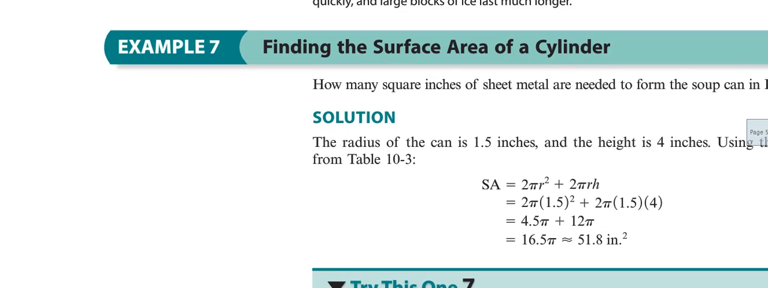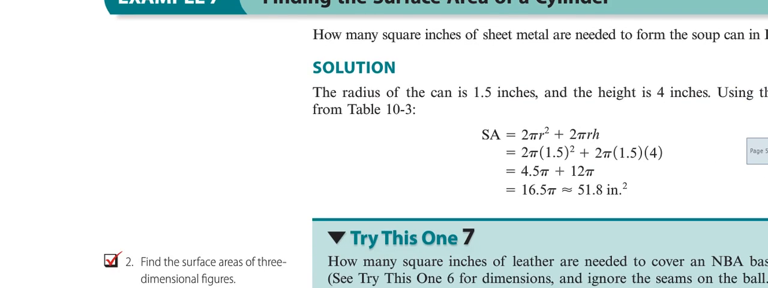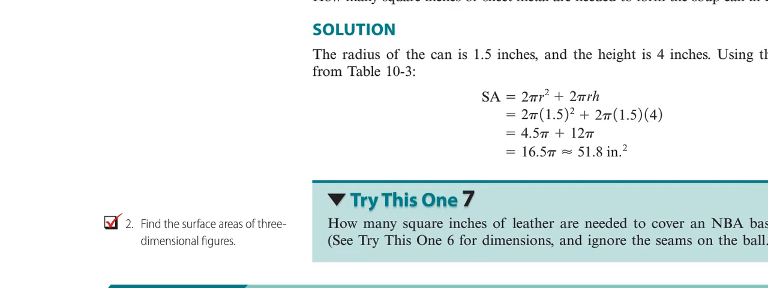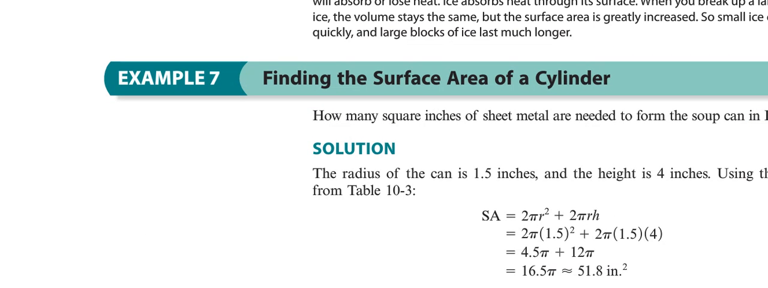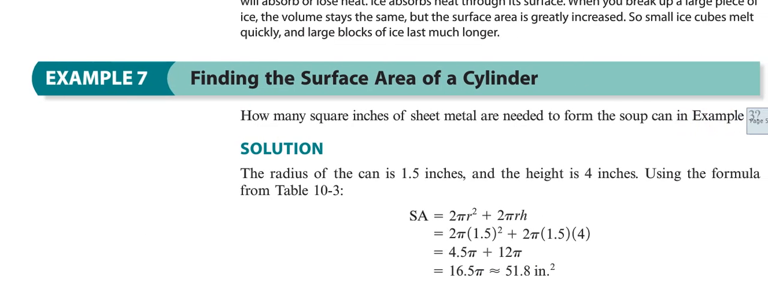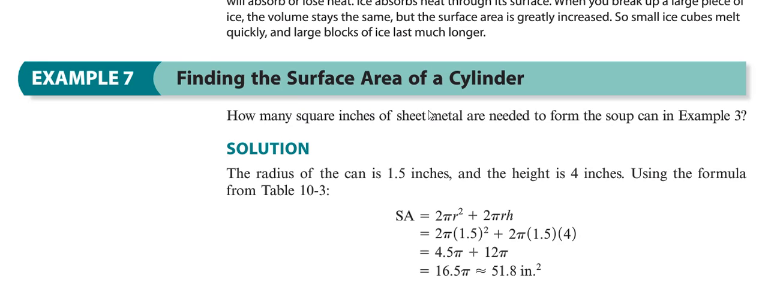So here's an example of finding the surface area of a cylinder. How many square inches of sheet metal are needed to form the soup can in example 3?